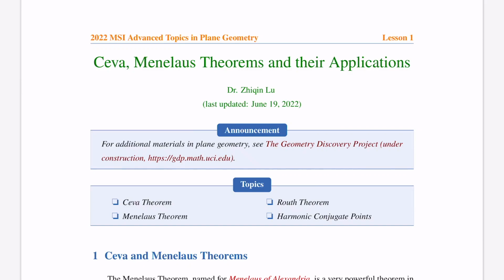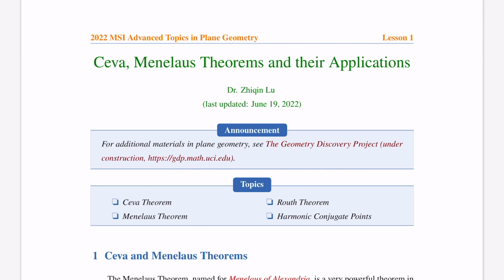Welcome. This is the 2022 Morningside Institute Geometry course. The title of the course is Advanced Topics in Plane Geometry. So my plan is to introduce some useful and interesting special, advanced topics in Euclidean geometry, in triangle geometry, in order to prepare you for the AMC or USAMO math competitions, the geometry part.